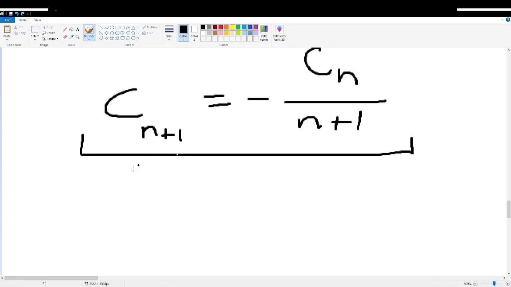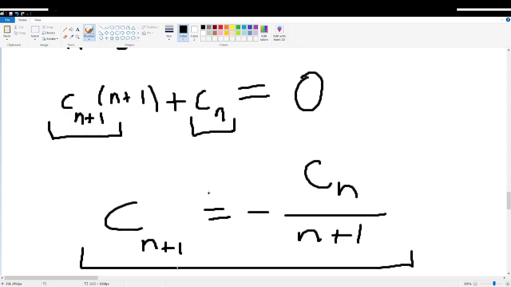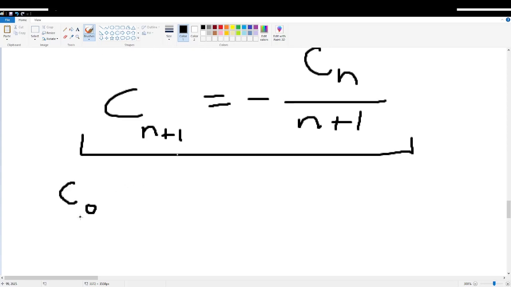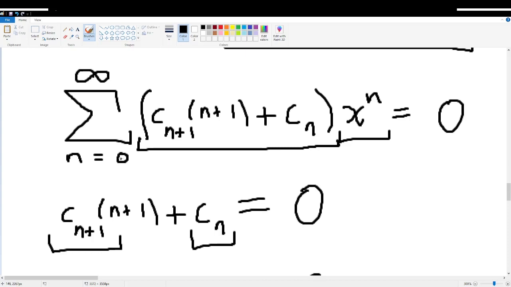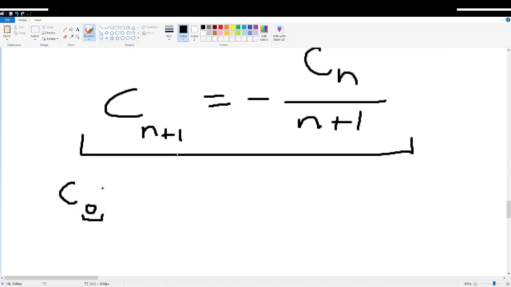So let's do that. Let's begin with c0. And notice c0 is kind of the lowest we can do. Remember, c0 in this case means that n is negative 1. That's not in our range even. So let us treat c0 as our constant.